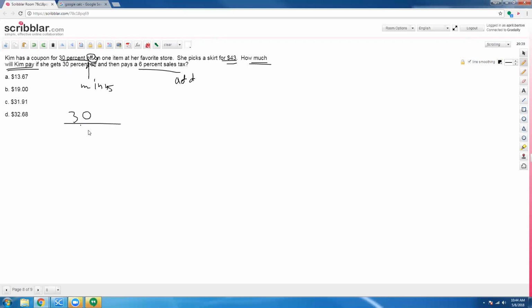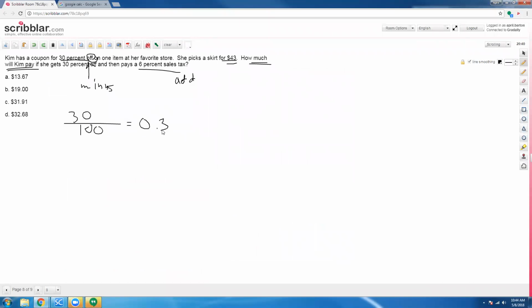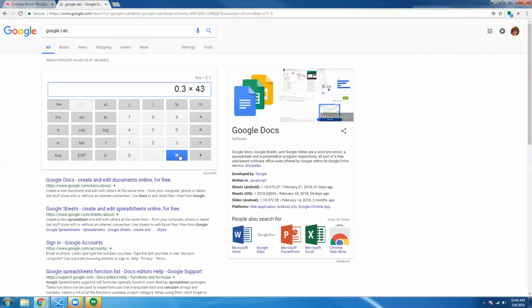The percent, we're going to divide by 100 to get the correct decimal, which is 0.3. And then we multiply by the actual item. 0.3 times the cost of the skirt. So this is the percent, but in decimal format. It's the only way we can use it. And this is the cost of the item. So 0.3 times 43 is 12.9.